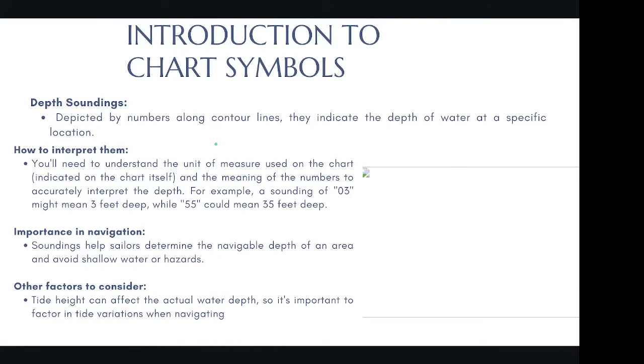So how to interpret them? You need to understand the unit of measure used on the chart and the meaning of the numbers to accurately interpret the depth. For example, a sounding of 03 might mean 3 feet depth, while a 5 with a 5 could mean 35 feet depth. Okay?